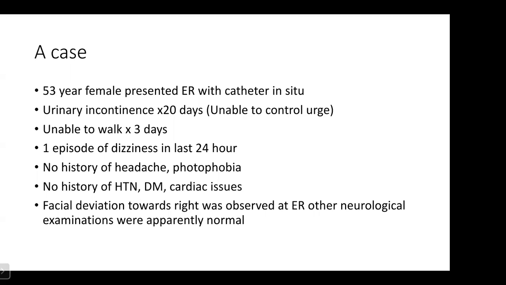I'll present a case here now. A 53-year-old female presented in the ER with a catheter in situ. This suggests that the patient must have visited elsewhere and then come to our emergency room. Why was she given a catheter? Because she has incontinence of urine. The catheter was placed 3 days back, but the incontinence was from the last 20 days. She could not control the urge at that time.